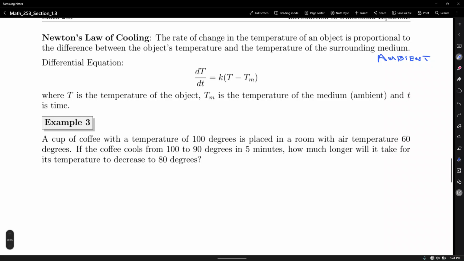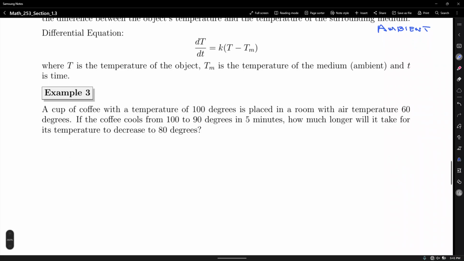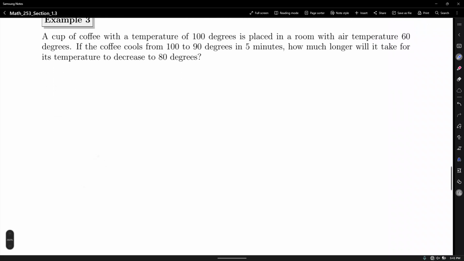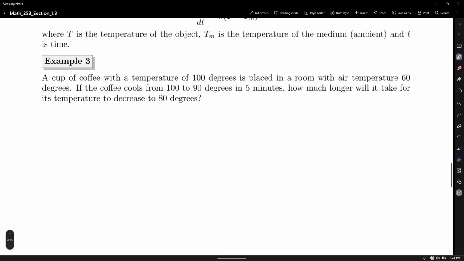All right. So the solution to this, well, actually, I'm going to solve the equation right here. I'm going to take a different approach for this example. So, example number 3. What do we have?